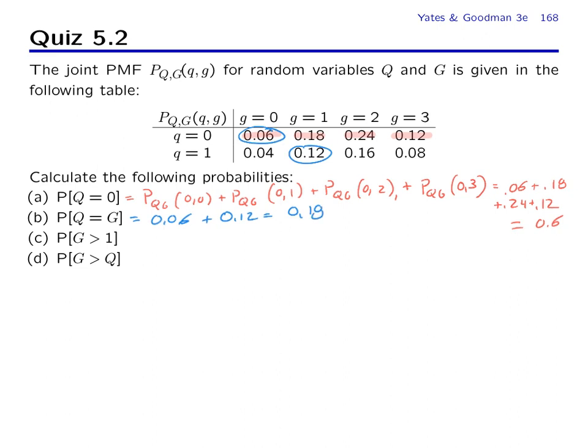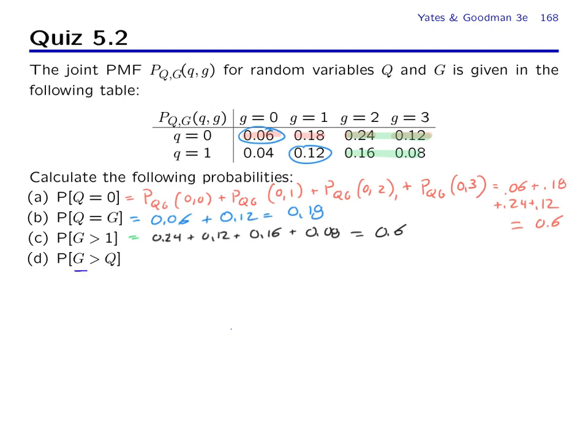Part C, we're asked what is the probability G is strictly greater than 1? And that means G is 2 or G is 3. And we look at all the QG pairs where G is greater than 1. And we have these 4 pairs. And then we add up their probabilities. I think I'll use a different color pen. 0.24 plus 0.12 plus 0.16 plus 0.08, 0.36, 0.46, 0.52, that's also 0.6.